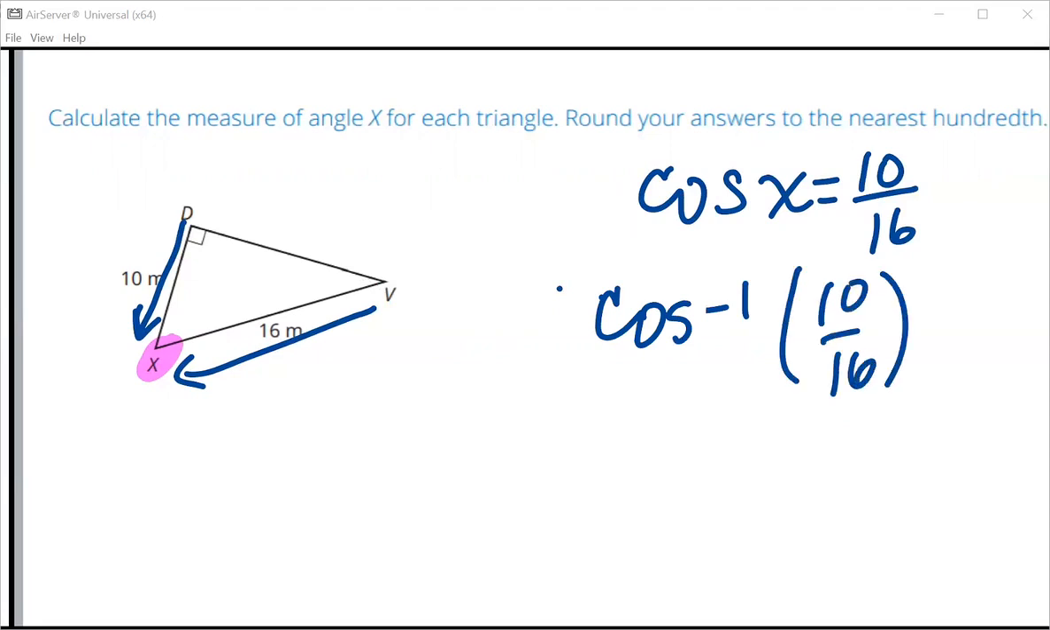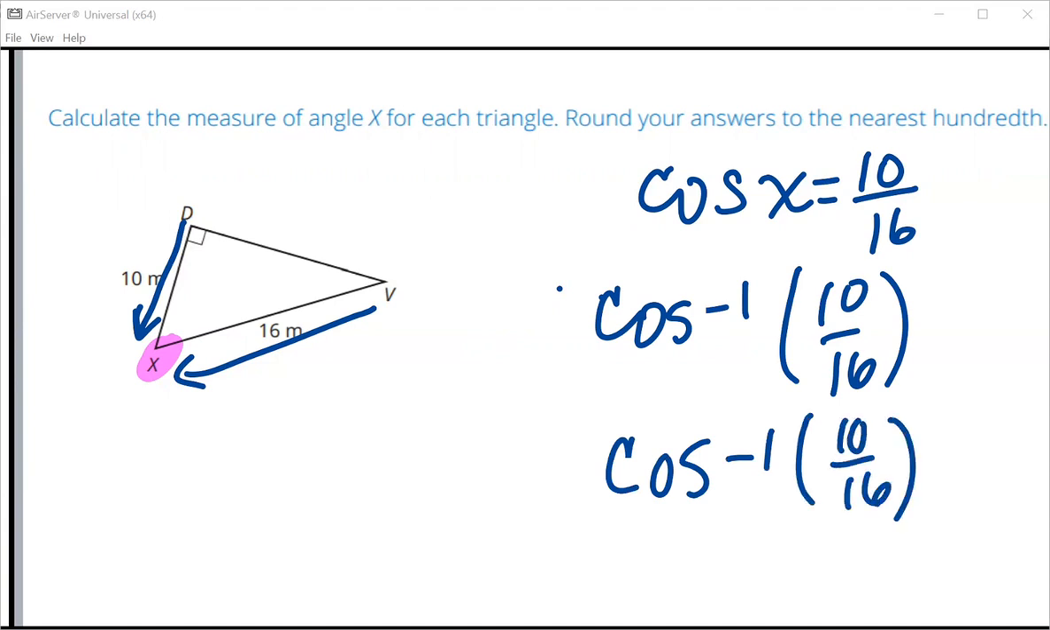Remember, you changed your calculator from radians to degrees. I punch this into my calculator, and so I get the cosine inverse, which for X is going to be 51.32 degrees. And so the measure of that acute angle is going to be 51.32.